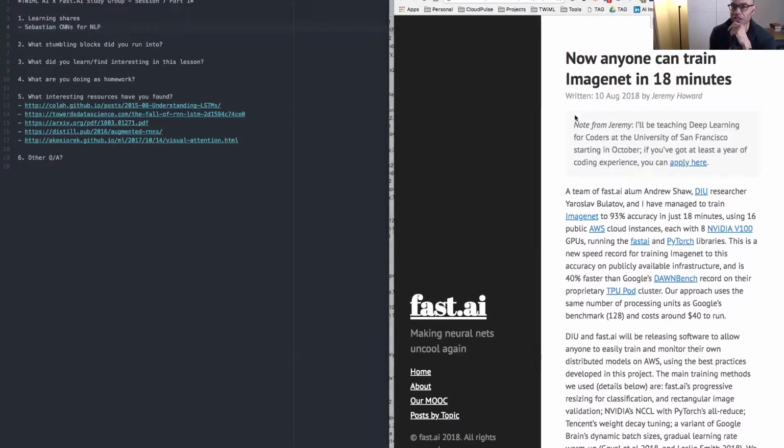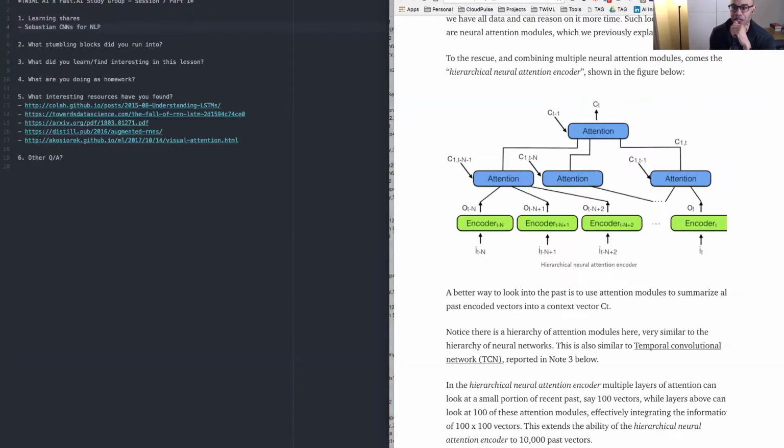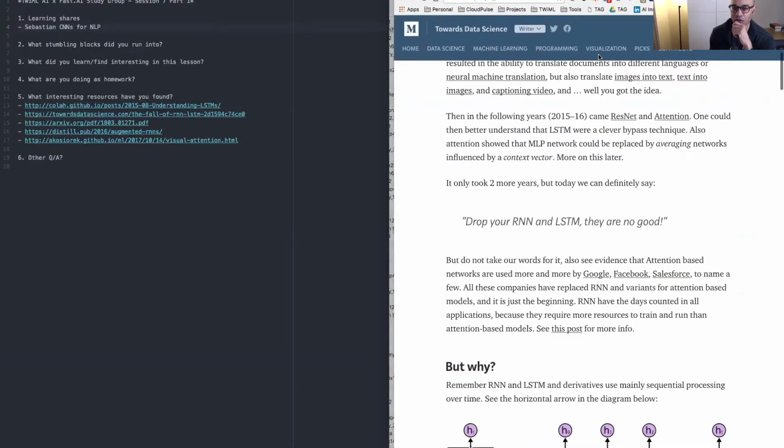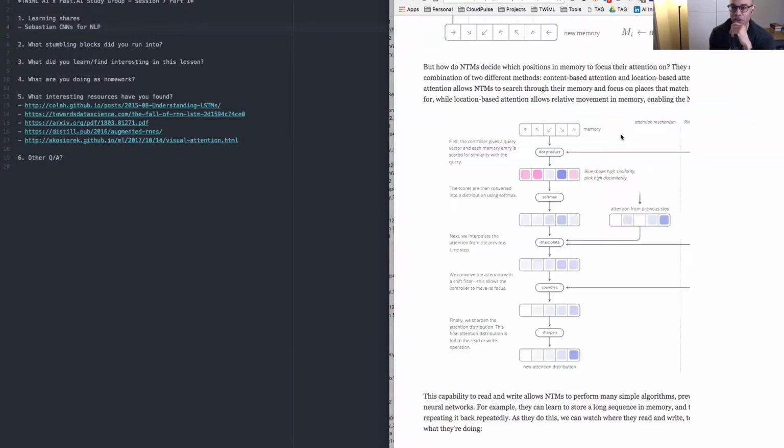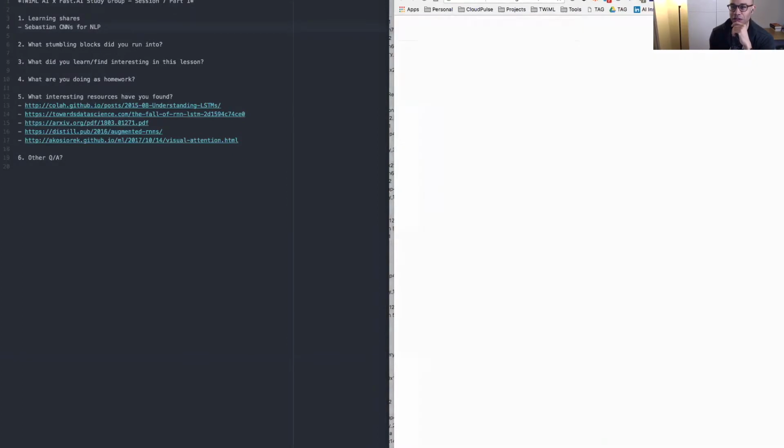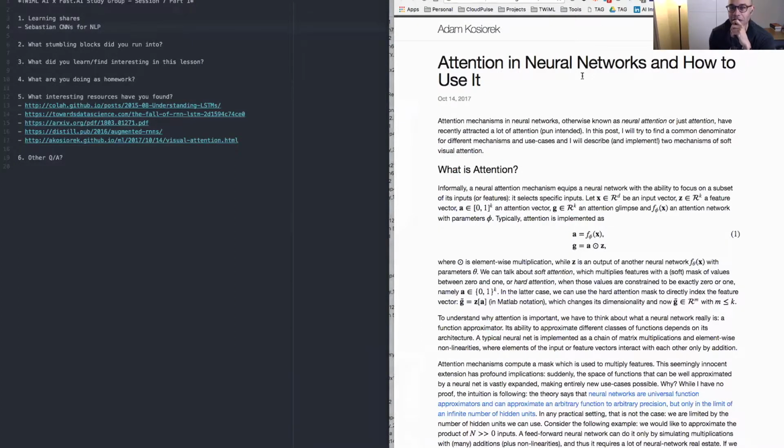Yeah, I think Sebastian's going to be talking about some of this stuff, but I was reading through a bunch of these various kind of fall of RNN articles. There's some interesting stuff out there for sure.